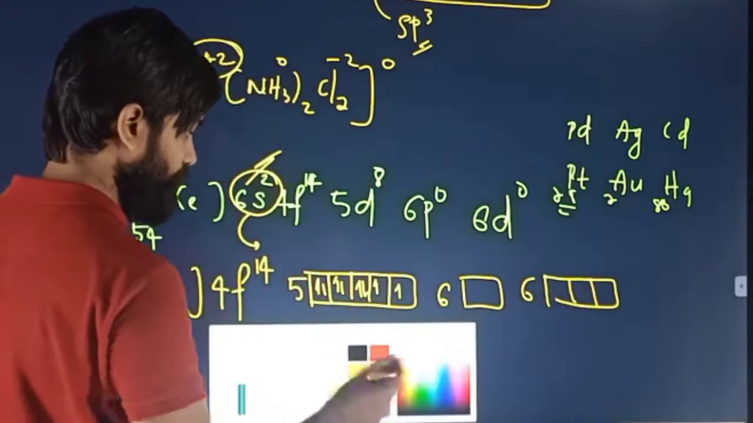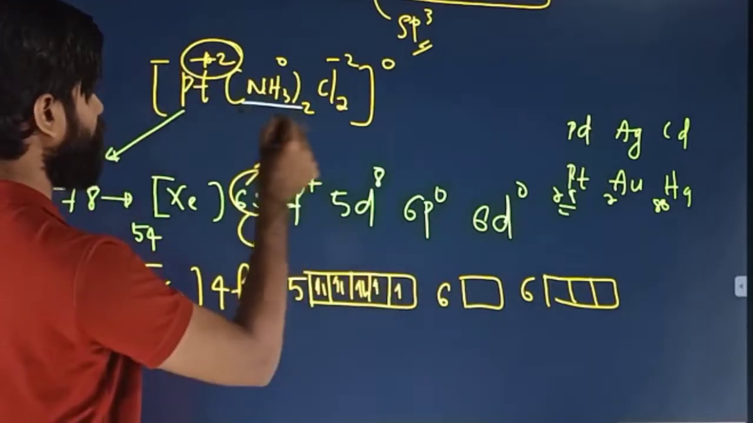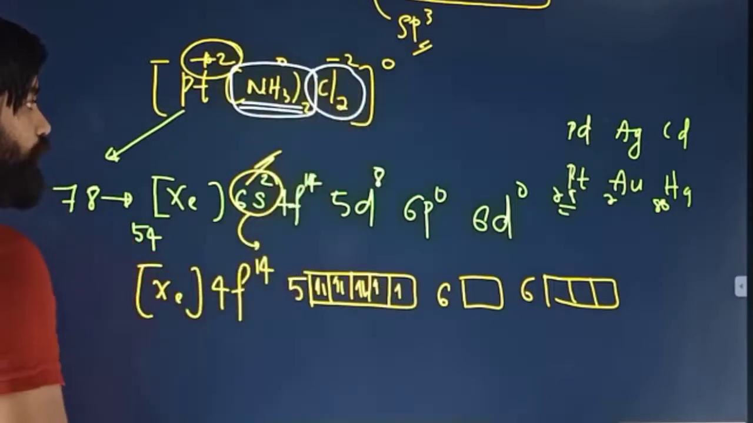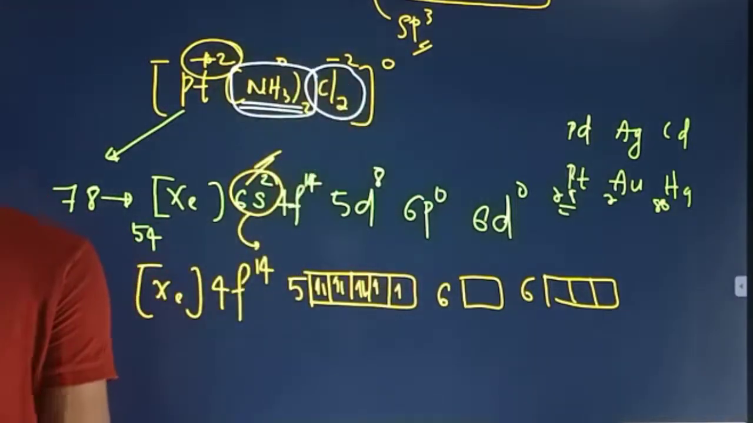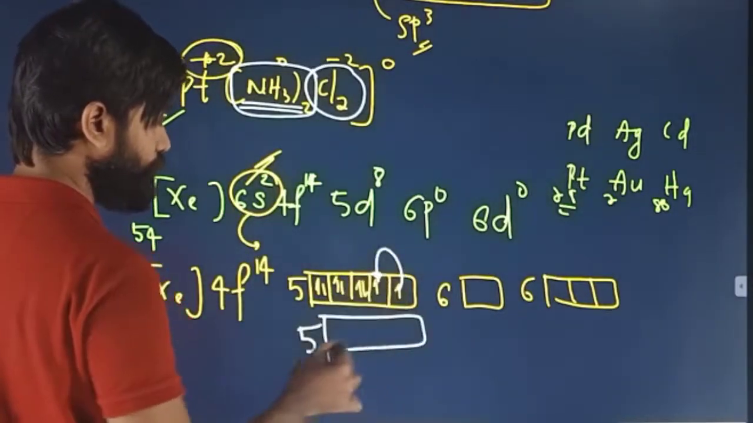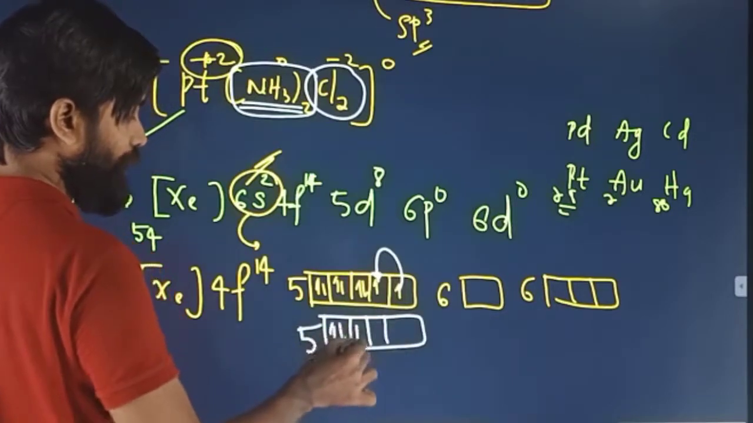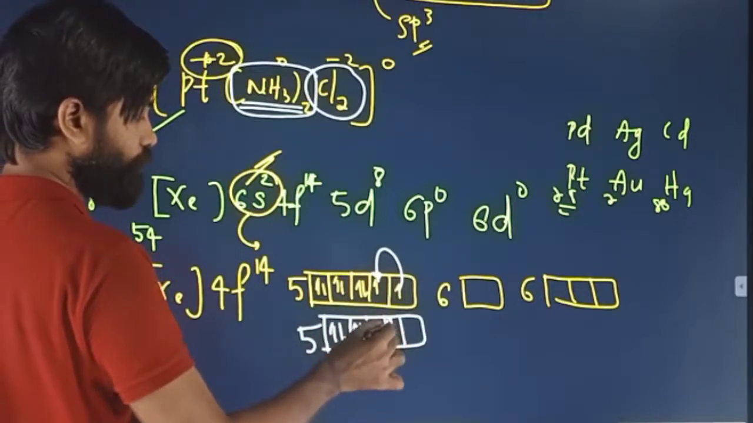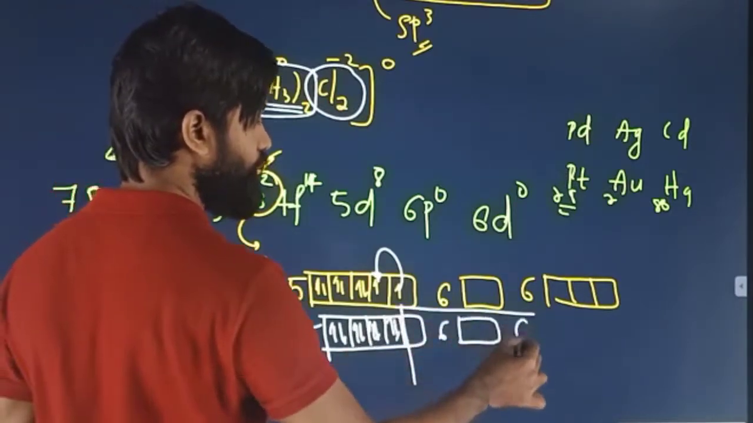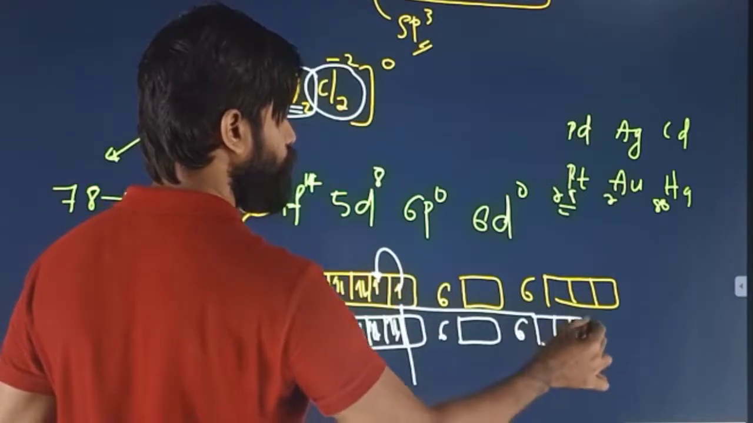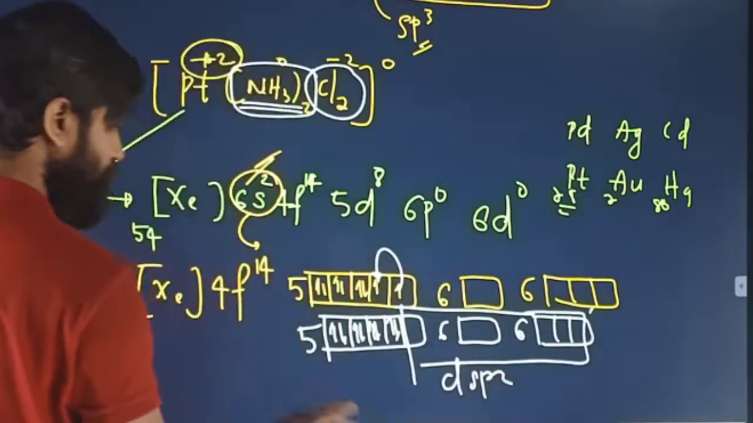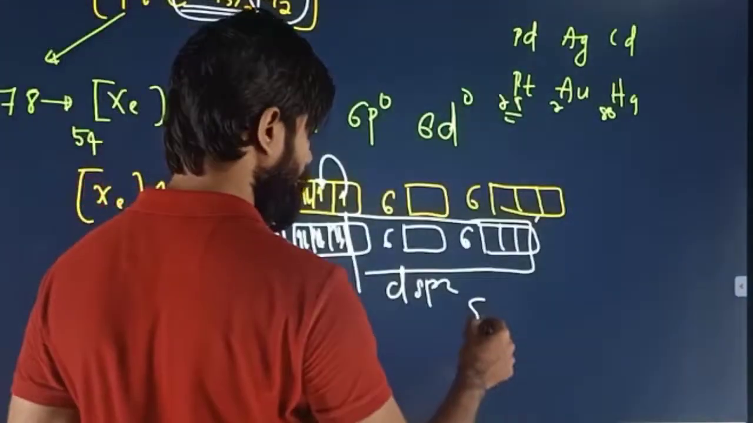So it is clear that there is a strong ligand here: amine is a strong ligand. That strong ligand pairs up the electrons to become 5d8 like this. There is one d orbital vacant, and they can use 6s and 2 6p orbitals also. So that will be dsp2 hybridization. Since there is dsp2 hybridization, this will be square planar.